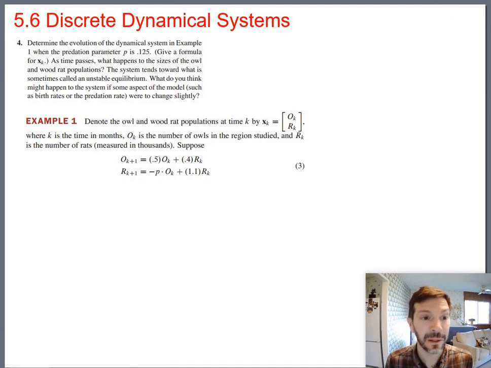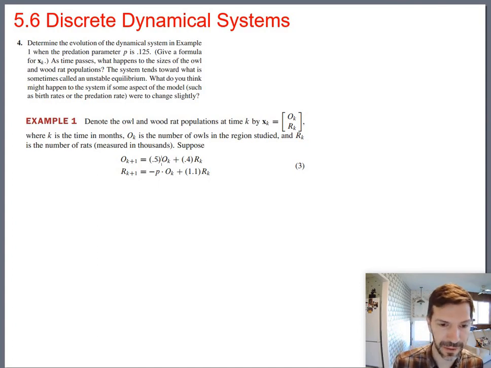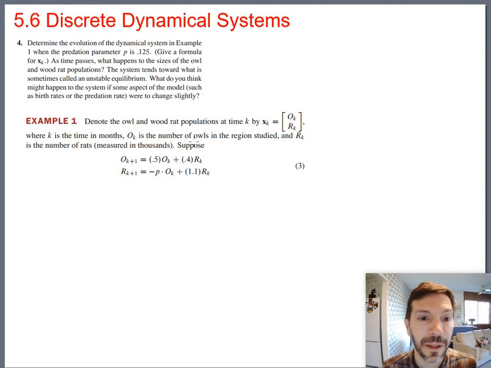Okay, so this is number 4 from your homework, which actually refers back to example 1 from the text, so I pasted that in as well. So 4 says, determine the evolution of the dynamical system in example 1, where the predation parameter p is 0.125. So this is a predator-prey system about owls and wood rats, and the predation parameter basically says how good of a hunter the owl is. So right here we've set the predation parameter to be 0.125. I think in example 1 it's actually set to be something different, so they're changing it here.